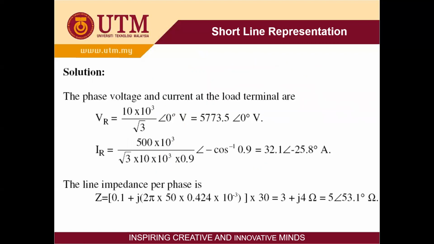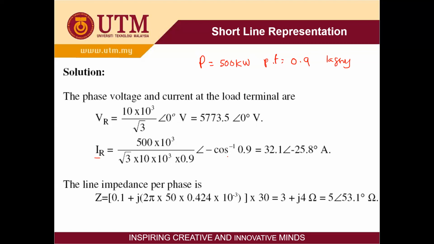And you have this solution, the phase voltage and current at the load terminal. You always use VR as the reference phase, so that's why we have a 0 angle here. Then it is also given the power, which is 500 kilowatt with a power factor of 0.9 lagging. From that, you can always calculate IR.